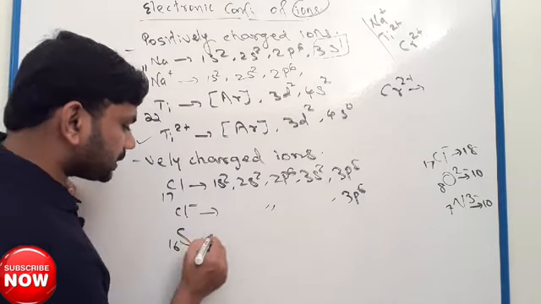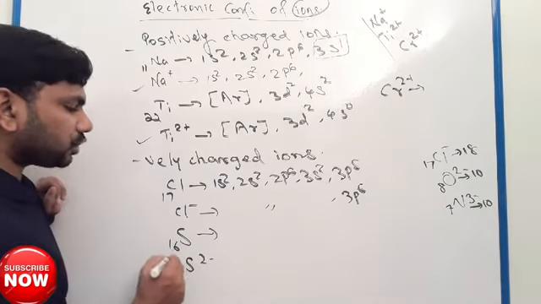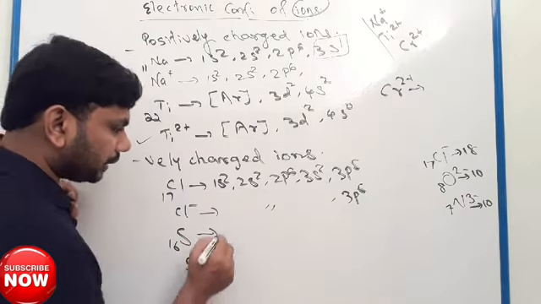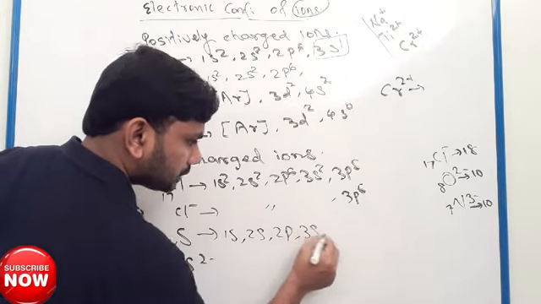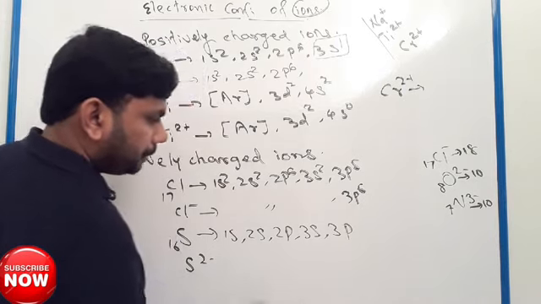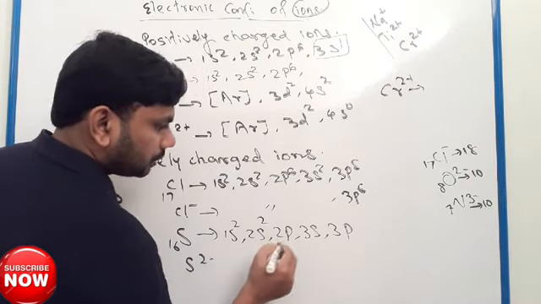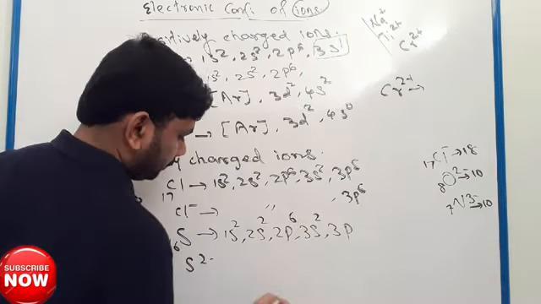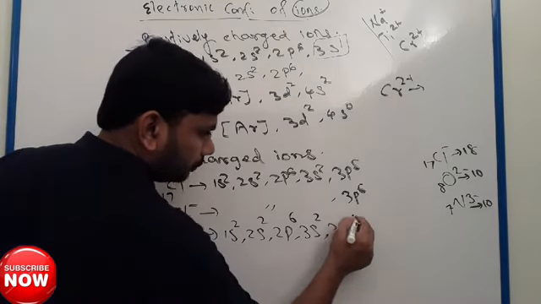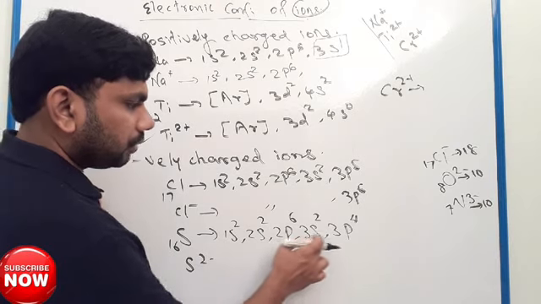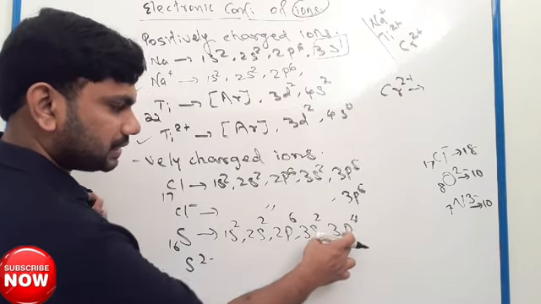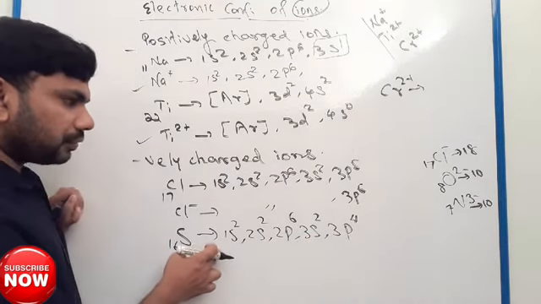Here see the last example, sulfur. Sulfur atomic number 16. So 1s, 2s, 2p, 3s, 3p. Here 2, 4, 10, 12, then 12 plus 4 is 16. This is the subshell electronic configuration of sulfur.